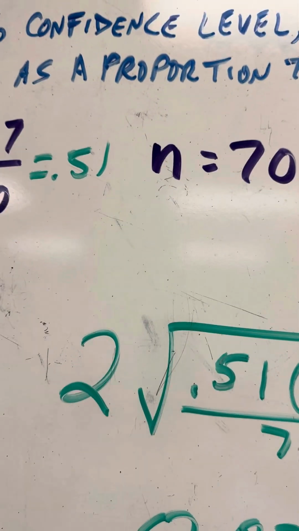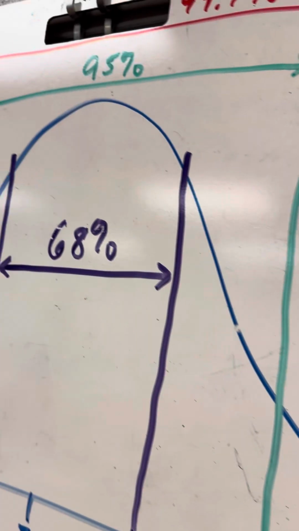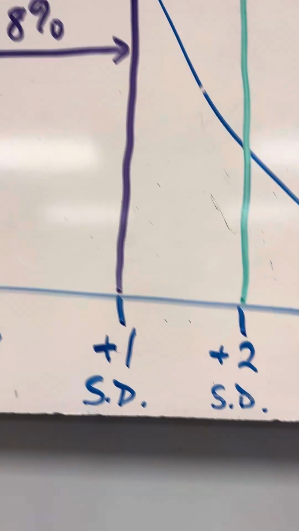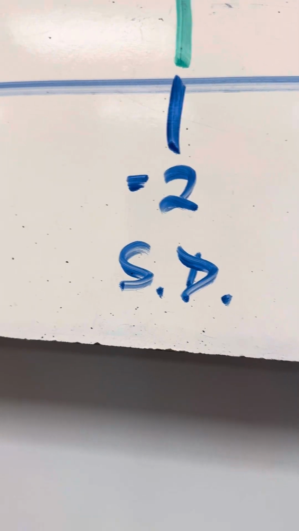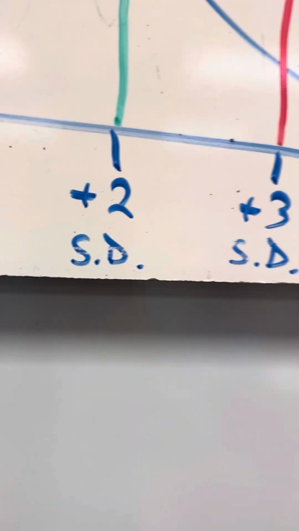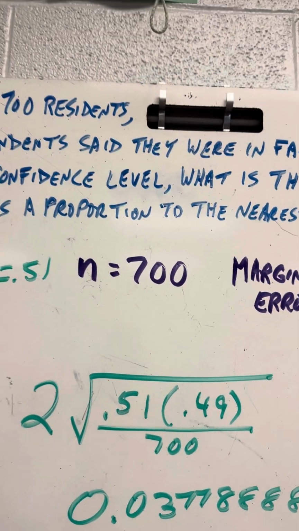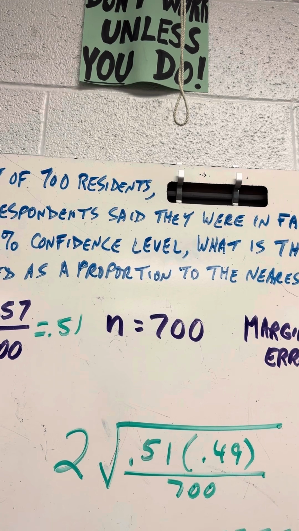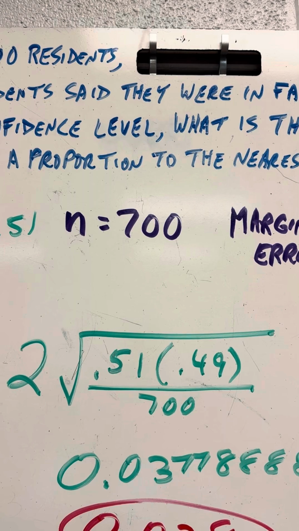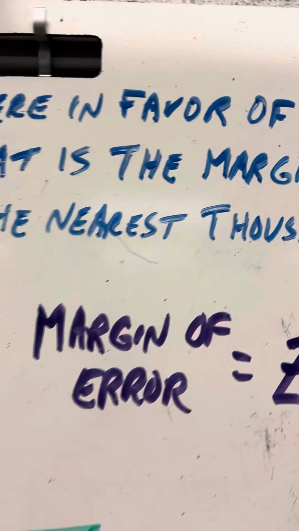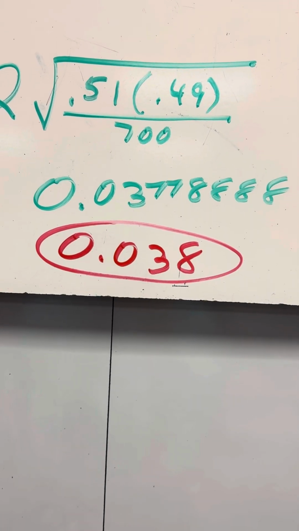Where'd you get 2 from? Well, again, it's the 95% confidence level. This 95%, remember, is within 2 standard deviations of the mean, either positive 2 or negative 2. But you're just going to use 2. So it's going to be 2 times the square root of 0.51 times 0.49 divided by 700. You'll get 0.037788888, right? To the nearest thousandth is just going to be 0.038. And that's it. Okay?